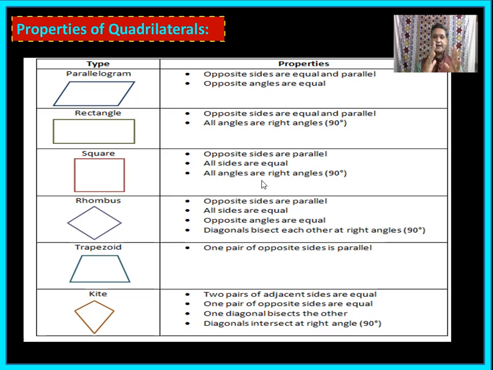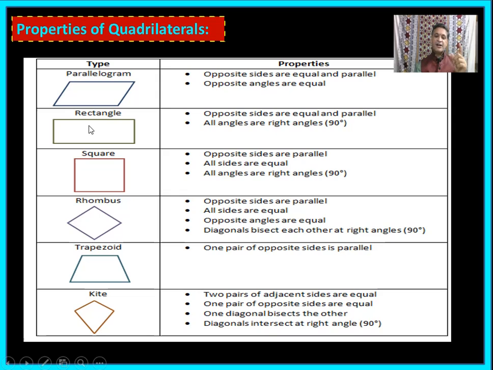Now, properties of quadrilaterals. What are the main properties? Parallelogram: opposite sides are equal and parallel, and opposite angles are equal. These are the two main properties of a parallelogram. Opposite sides means these two are opposite sides, and these two are parallel and equal. These two are also parallel and equal. So that is the main property.